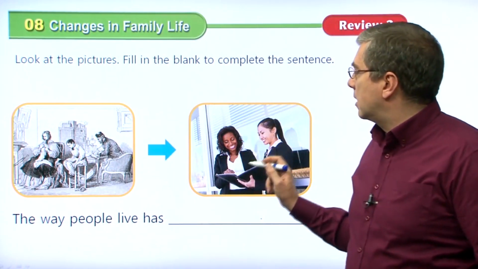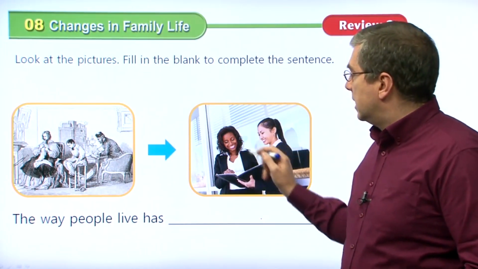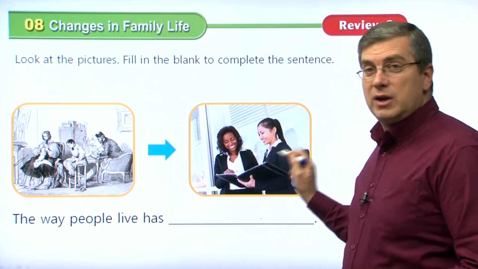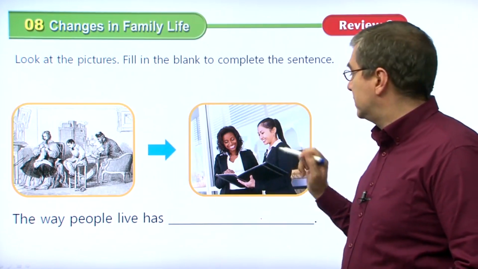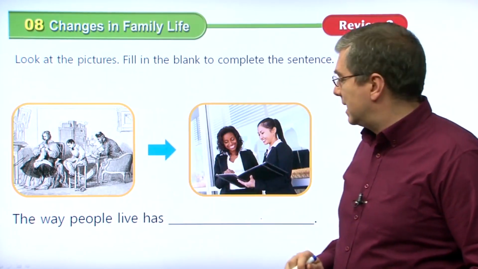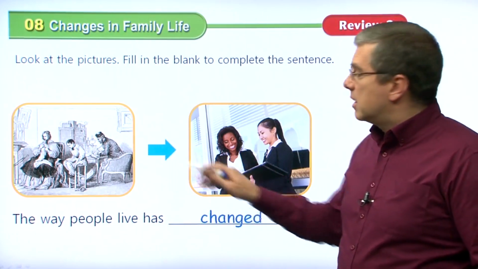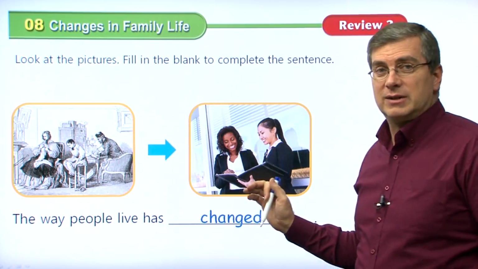Now take a look at over here. These two women are not working in the house. They're working in an office. Their style of clothing has changed. They're not wearing dresses. They're wearing business suits, female business suits. So the way people live has done what? It's really changed, hasn't it? The way people live has changed from the past to the present.